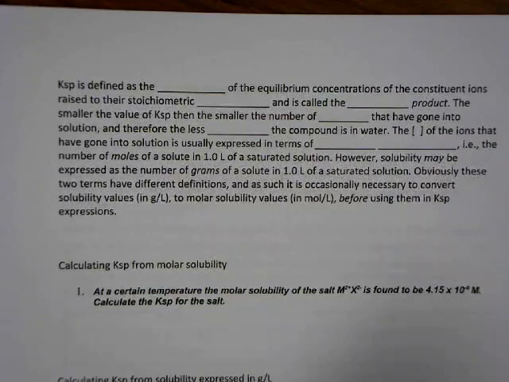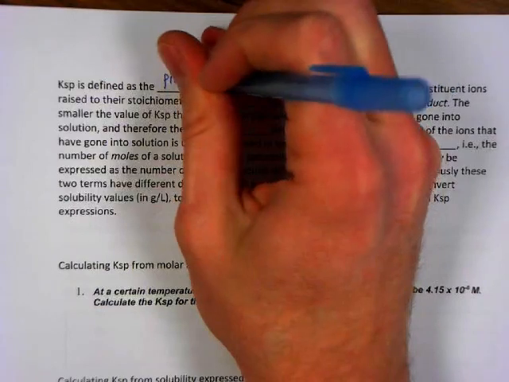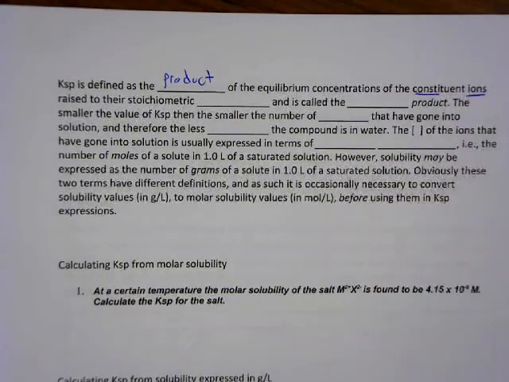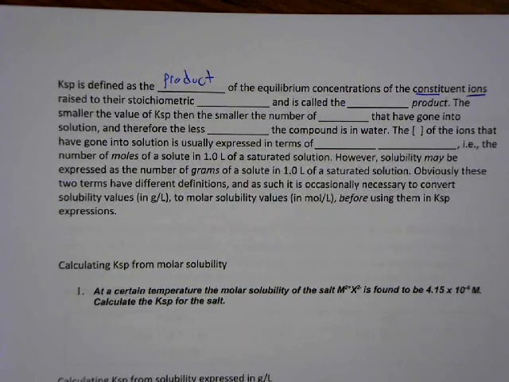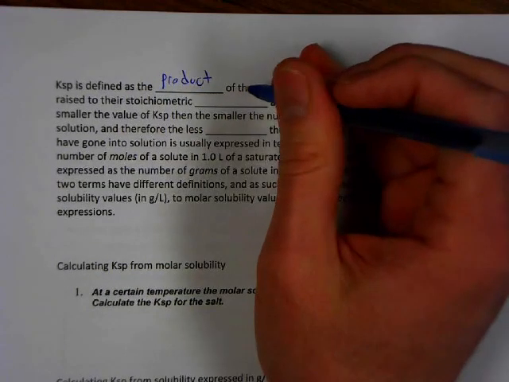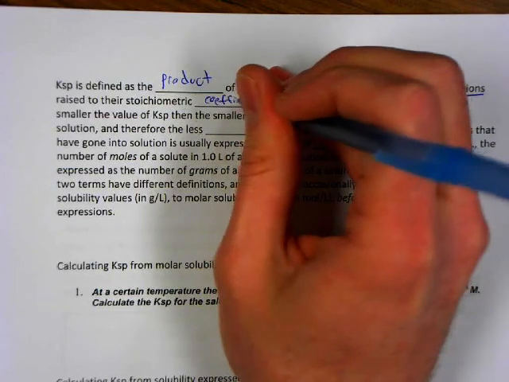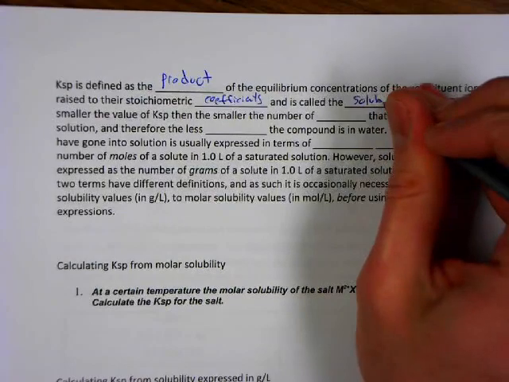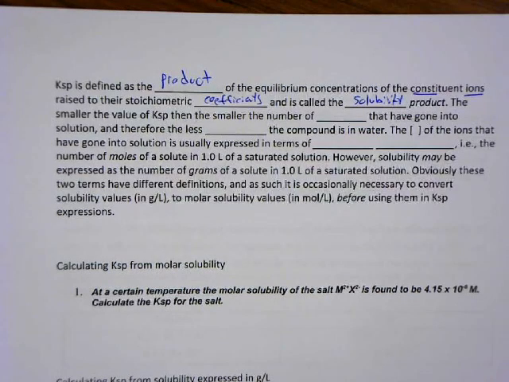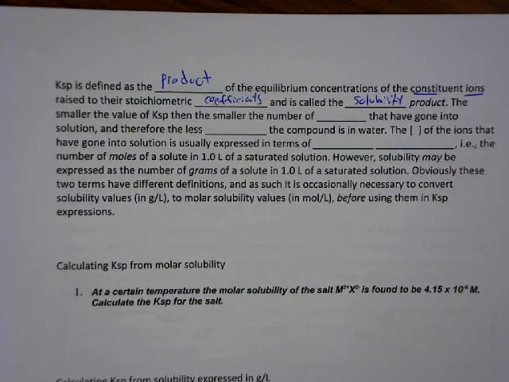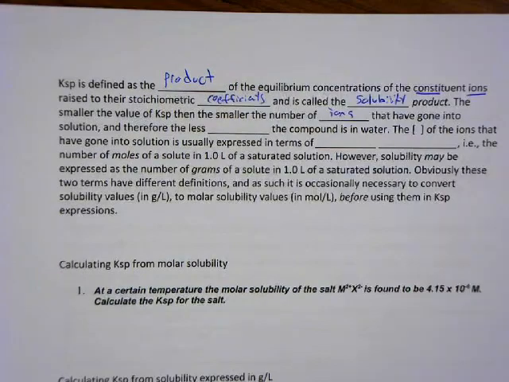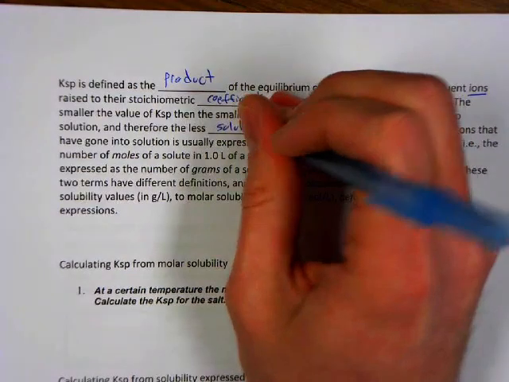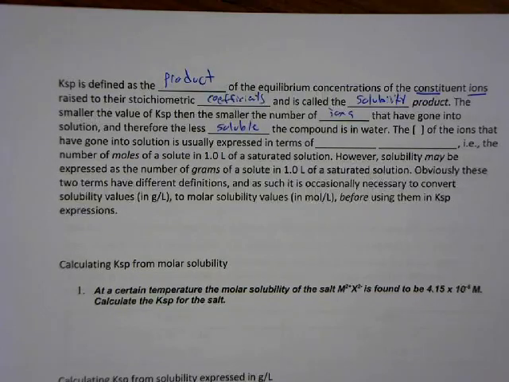So KSP, like I said, is defined as the product of the equilibrium concentrations of the constituent ions it breaks up into, raised to their stoichiometric powers. Well, coefficients, right? It'd be their coefficients. And it's called the solubility product. The smaller the value of the KSP, the smaller the number of ions that have gone into solution. Therefore, the less soluble a compound is.